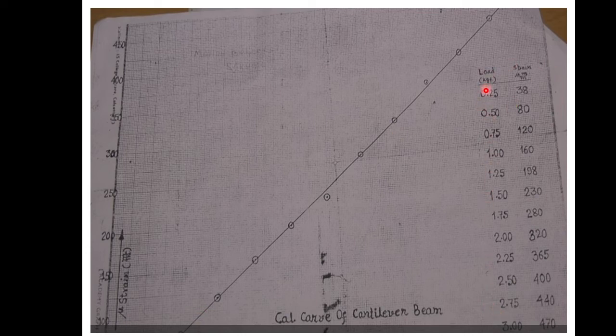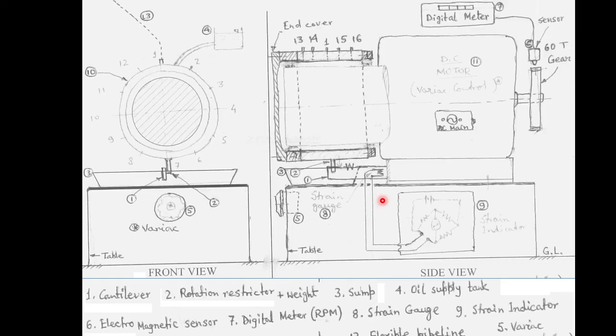These are the load in kg force, and these are the strain readings. This is the calibration curve of the cantilever. Is that clear? Micro strain reading. These values are plotted. So from this measurement, we know how much force is applied at the tip.